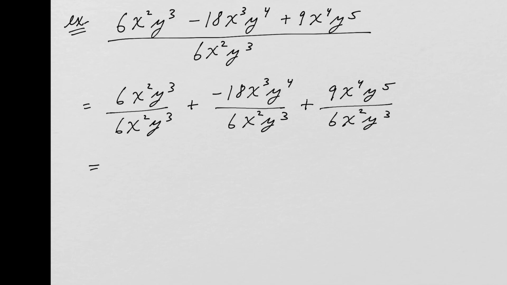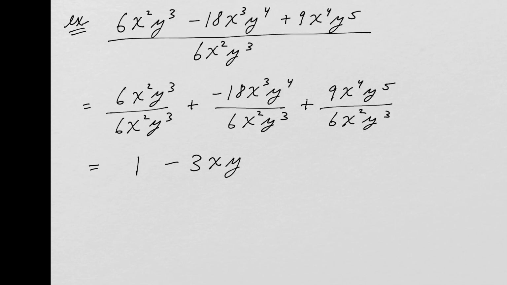Okay, well, actually this first term, 6 divided by 6 is 1. X squared divided by x squared is 1. Y cubed divided by y cubed is 1. Or the other way of thinking about it is if I have anything, 6x squared y cubed divided by itself, that's just equal to 1, right? So that's just 1. Then here I have negative 18 divided by positive 6. Well, that's going to be a negative 3. X cubed over x squared is x, right? 3 minus 2 is 1. And then y to the fourth over y cubed is y.